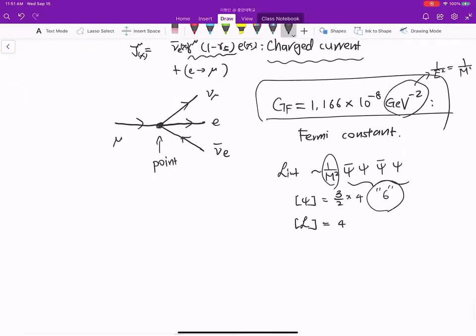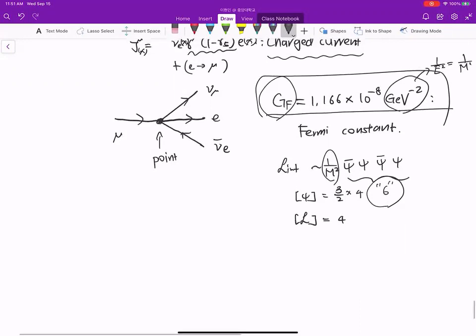So by dimensional grounds, we need to have some quantity with inverse dimension squared. And also another thing is that this is a dimension 6 operator. We call this a dimension 6 operator. We call this an irrelevant operator, or non-renormalizable.